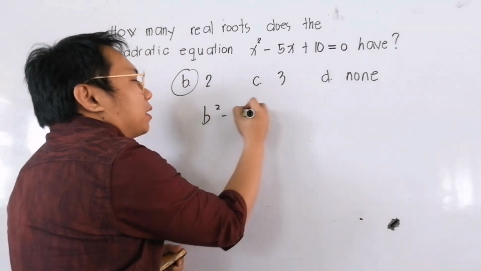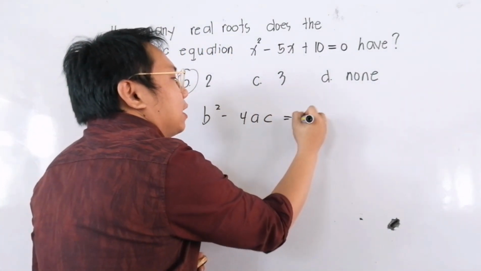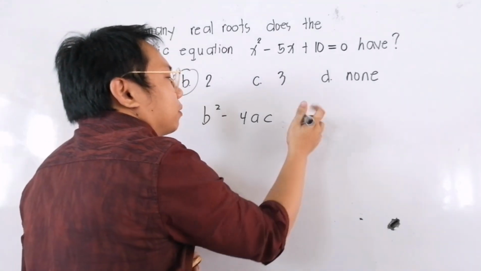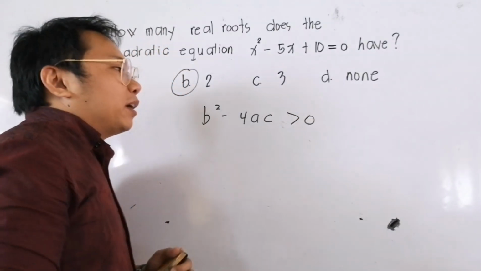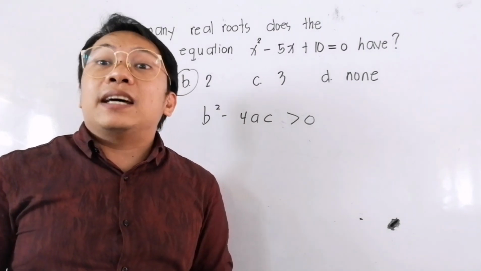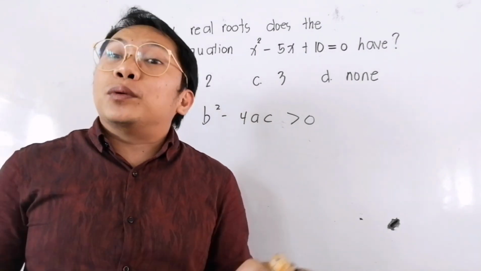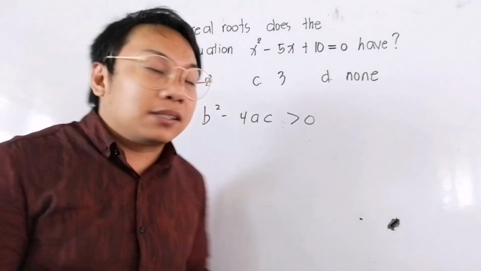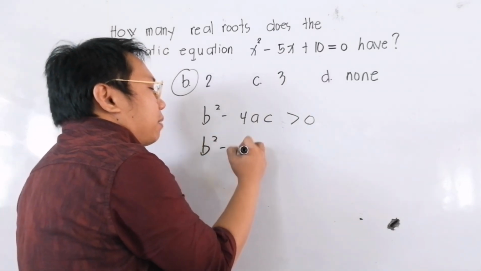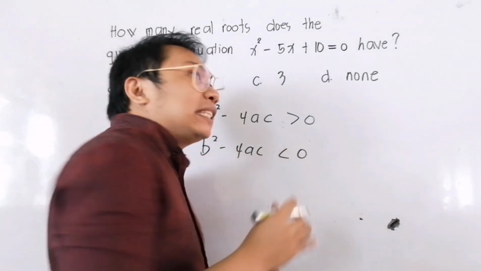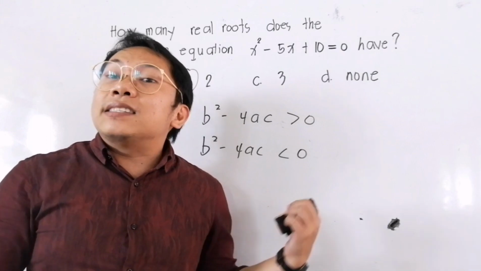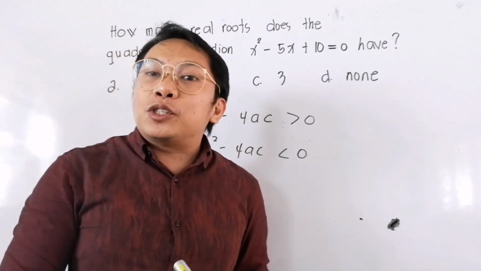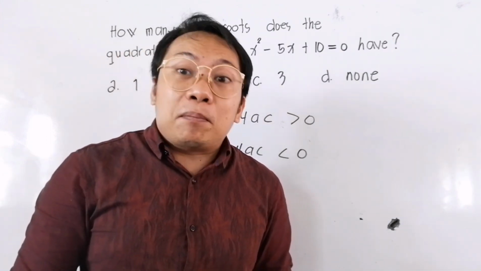If b squared minus 4ac is equal to 0, or if b squared minus 4ac is greater than 0, therefore your roots are real numbers. But if your b squared minus 4ac is less than 0, that is negative, then your roots are imaginary numbers.